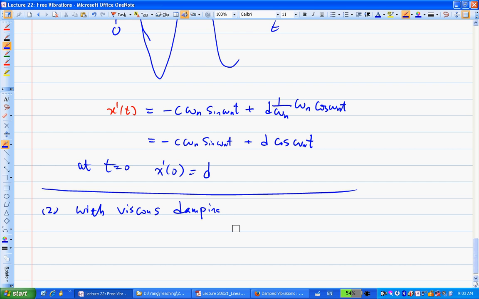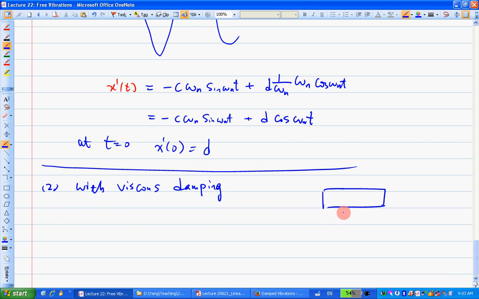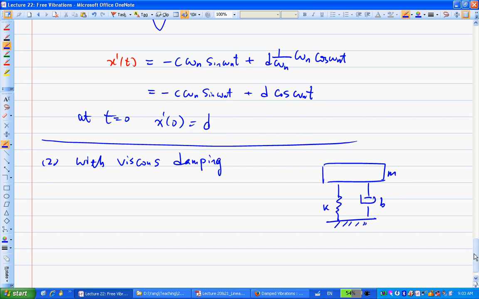With the viscous damping, I think we know what to do. We're going to add the spring and the damper into the system. The equation of motion is m x double prime of t plus b x prime of t plus k x of t equal to 0. Right? That's the equation of motion.